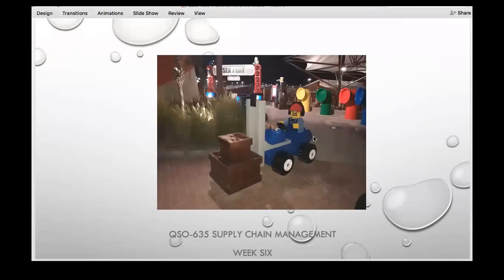Welcome to week 6. Week 6 is really going to build upon week 5 by now looking at incentives and different types of contracts.